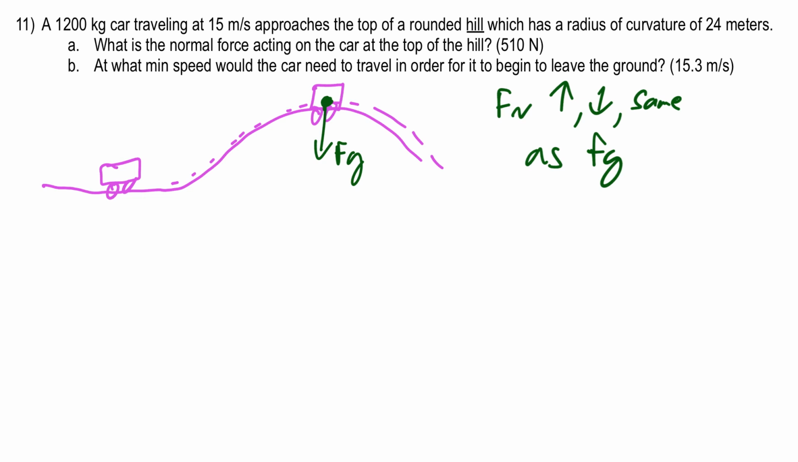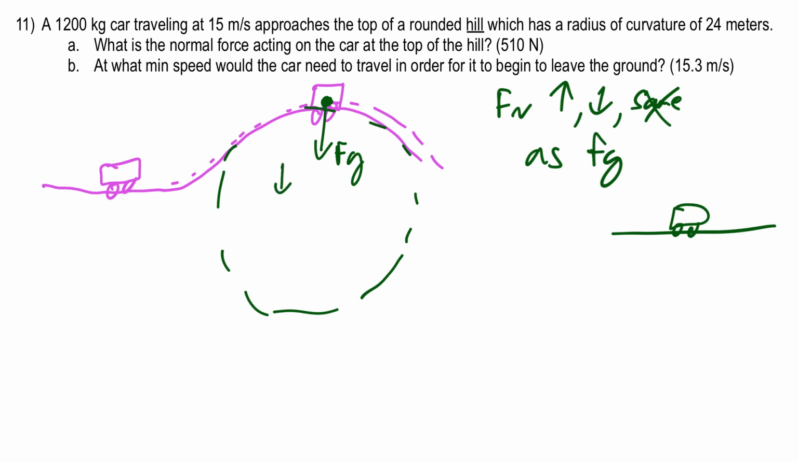So hopefully you didn't say the same, because that would only be true if we're on a flat surface, right? So the normal force, remember the net centripetal force has to be to the center of our circle. So if this is our circle here, there has to be a net centripetal force towards the center. So that means gravity is going to the center. The normal force we know is going up. So the normal force has to be less than gravity, so that the net force is going towards the center.